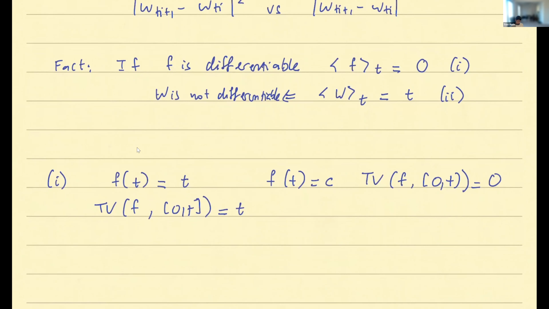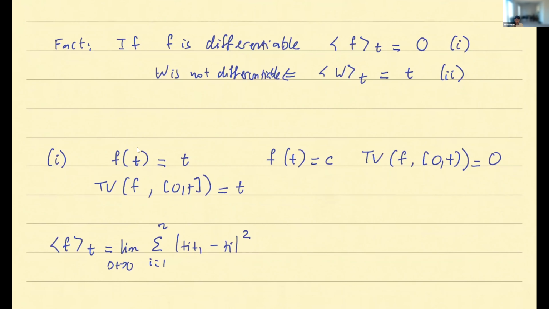So let's see. The quadratic variation of this function is the sum of t_{i+1} minus t_i squared, and take a limit. Now let me try the simplest thing for you. You can prove this generally. So here, I guess intuitively you divide like this.